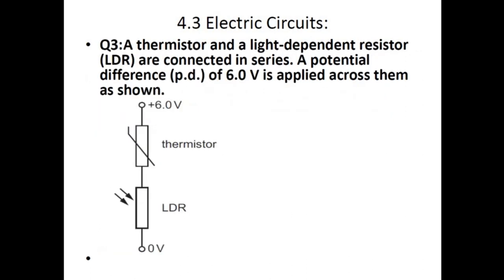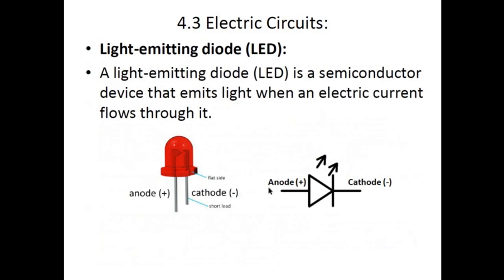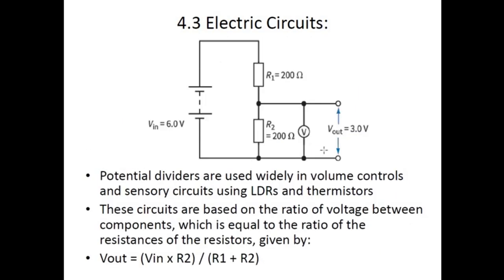A thermistor and a light dependent resistor are connected in series. A potential difference of 6 volts is applied across them. So this is basically a potential divider circuit. This is a thermistor, this is an LDR. They both are resistors, so do not be alarmed. The same formula would apply across them. These two can be any types of resistors, they do not have to be fixed resistors.